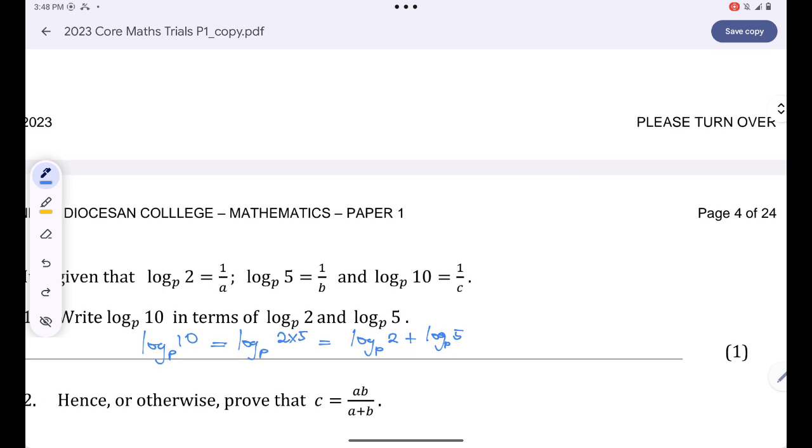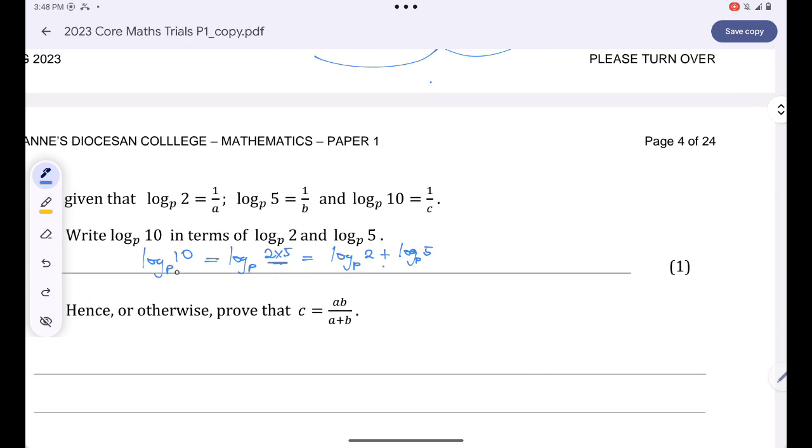Remember that, guys, there is a logarithmic law that simply says if we have log b base a plus log c base a, these two can be written as log b multiplied by c base a. So over here, guys, we're just moving from this expansion to that one. So log 10 can be written like that.